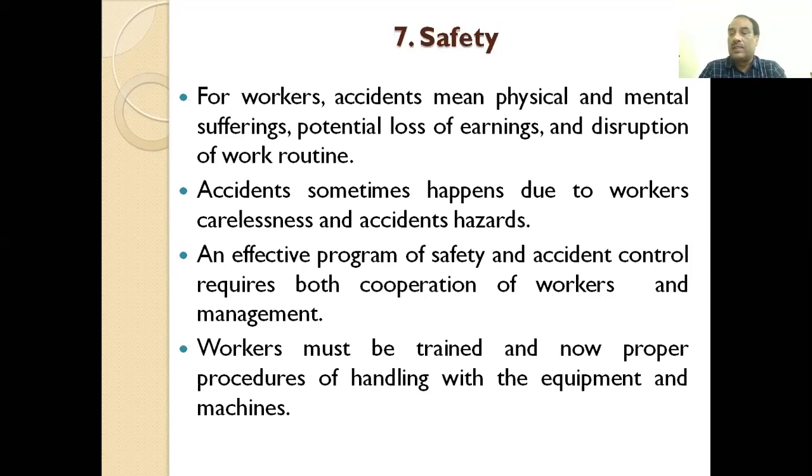An effective program of safety and accident control requires the cooperation of both workers and management. It is essential that there should be the cooperation of the workers. Workers should follow the norms, the rules, and the procedures properly. And the management should also be ready to provide the safety equipment and safety conditions for the workers. So cooperation of both workers and management is essential. Workers must be trained in proper procedures of handling the equipment and machines, so that they can use them effectively. So this is all about it.